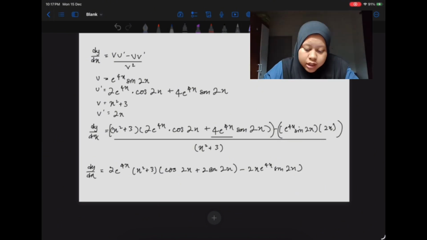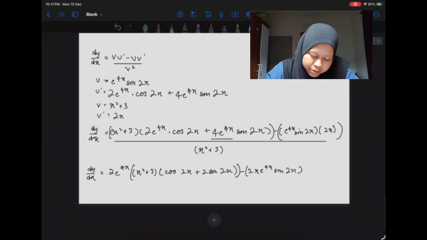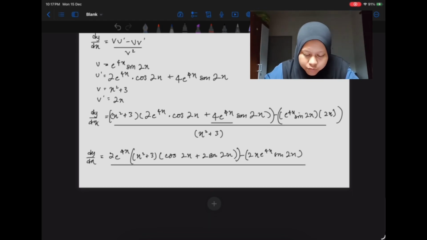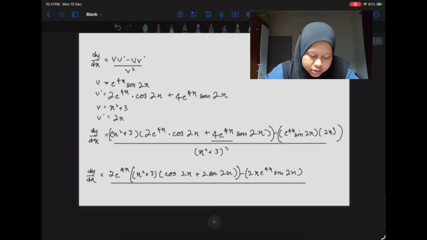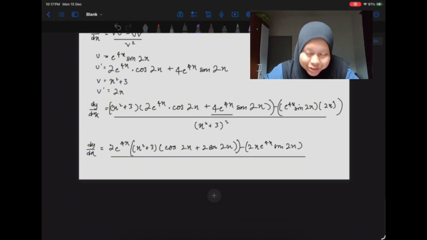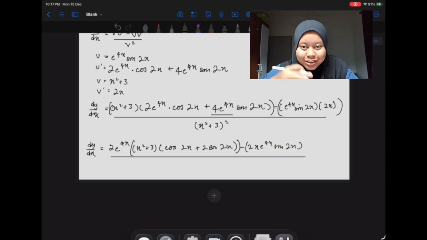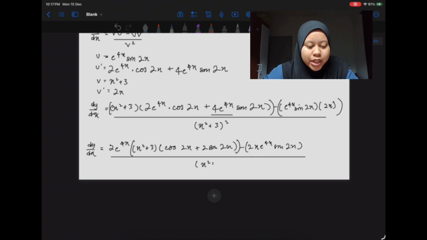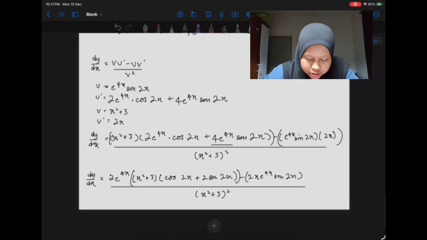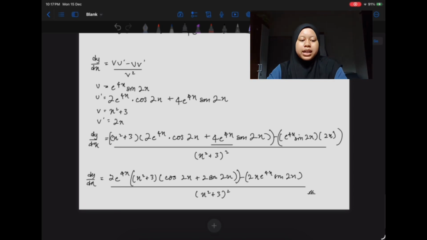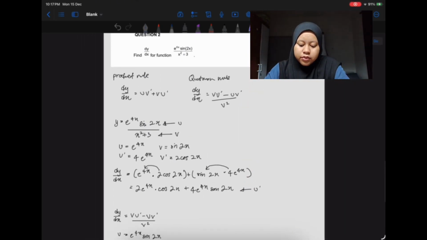And then of course I prefer to put it in a bracket, and this one is a big bracket. And then don't forget over v squared, which is this v squared. I forgot to put the square at the top, so sorry, my bad. So here is x squared plus 3, squared. And this is the final answer for question number 2.